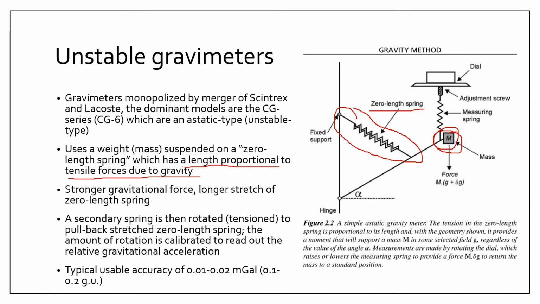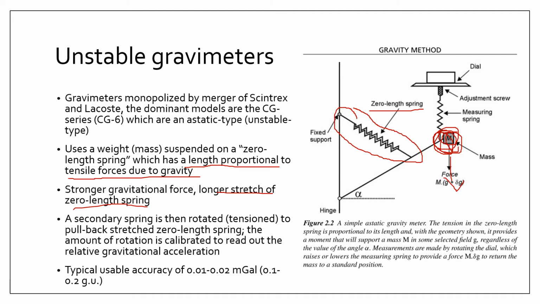So when this spring is elongating, it means that the gravitational force is getting stronger in here. Okay, the mass will be pulled down. You have a strong gravity, and the zero length spring will be stretched out. All right, now we know that the length of the zero length spring is proportional to the gravitational force, and we also know the mass of the object, so we can derive the gravitational acceleration.